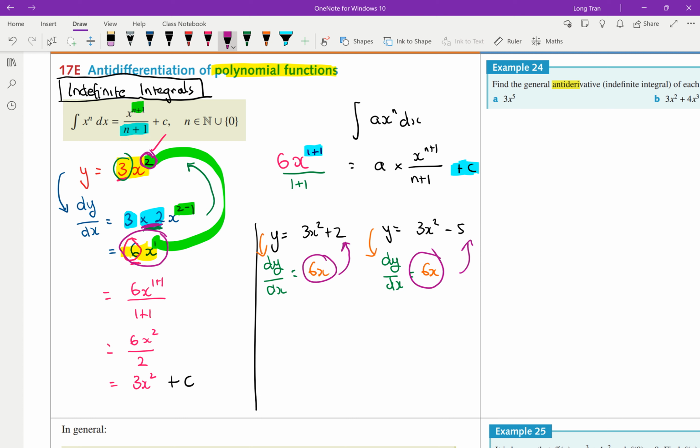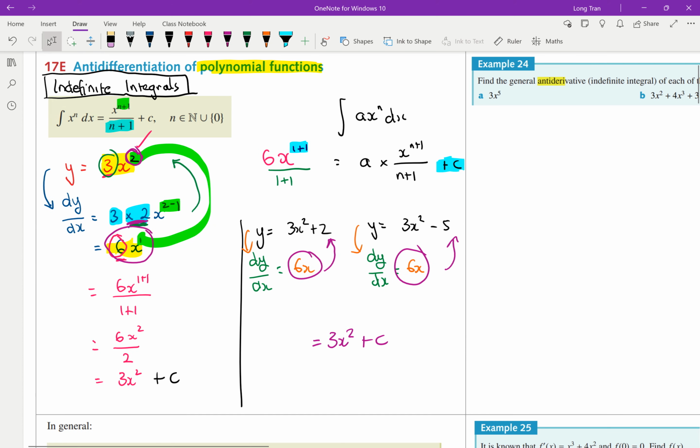So that's why when you do the antiderivative, you have to write the plus C, because we don't know what the C is. It's like finding the derivative function, but you don't know what the gradient is. The only way to know the gradient is if they give you a point. Same thing here in indefinite integrals, you are just finding the integration rule. That's what it is.